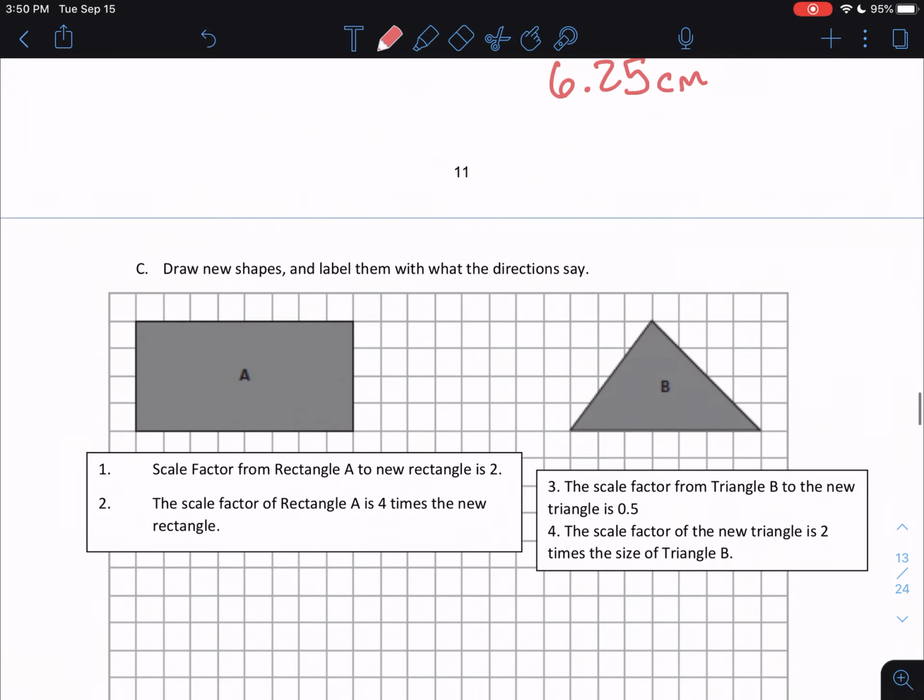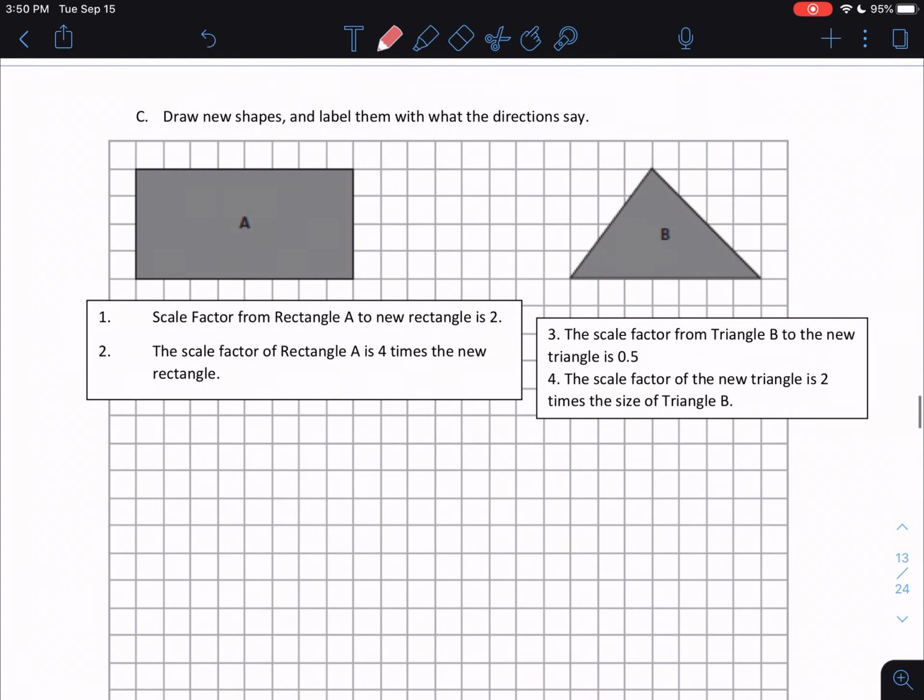Okay, so then this next part says draw new shapes and label them with what the directions say. We're just given rectangle A and triangle B. I'm actually going to start with triangle B, and you're going to do rectangle A all by yourselves.